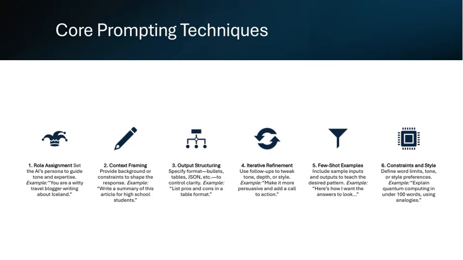Let's take a closer look at core prompting techniques. These are the foundational methods that help us guide AI to produce the best possible responses. First, clarity is key. Being specific with your prompts ensures the AI understands exactly what you're asking for. Second, providing context is crucial. The more background you give, the more tailored and accurate the output will be.